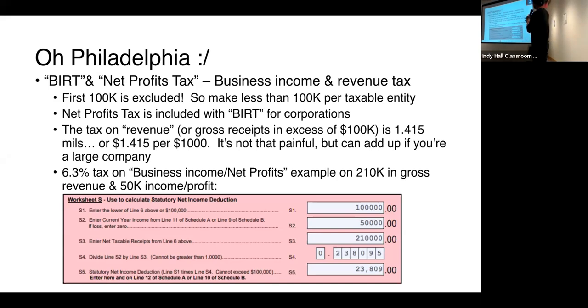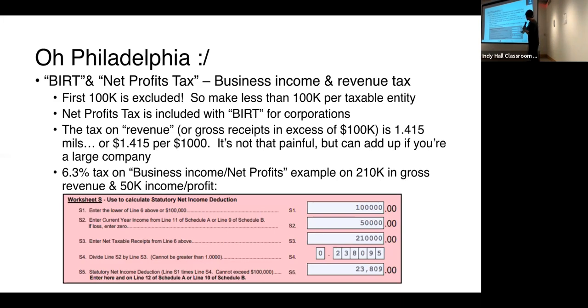The net profits tax, business income, which hopefully we're all familiar with. Here's an example of how that works. It's 6.3% tax on anything over $100,000. So let's just say you had a really good year, best year ever. You made $210,000. Then of that, you claim $50,000 as profit after you do your taxes, right? On your K-1, it comes through as $50,000. So you have your $100,000 here, which is excluded, $50,000, which is your profits, enter your net taxable receipts online. So the taxable receipts, basically it's kind of a formula.